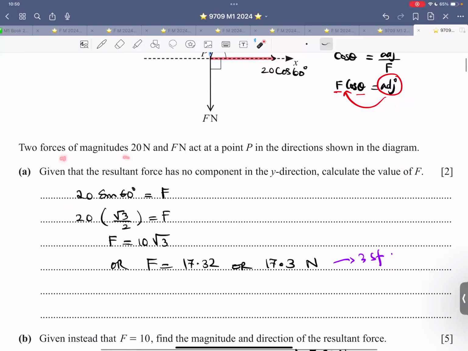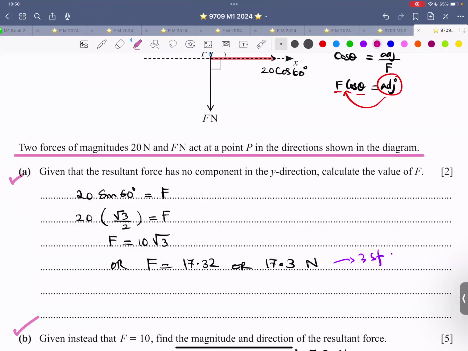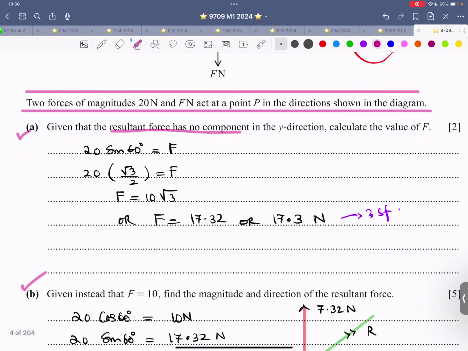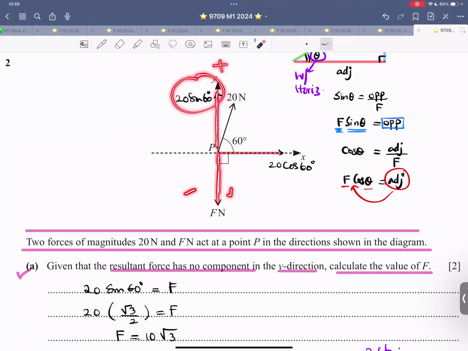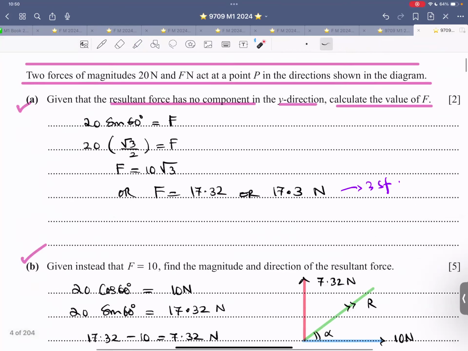Two forces of magnitude 20 and F act at a point P in the direction shown in the diagram. Now keep in mind, the examiner talks a lot about it, that this first statement over here is valid for part A, and it is valid for part B. It's for both of them. So now it says, given that the resultant force has no component in the y direction, calculate the value of F. What does it mean? That means the upward force and the downward force are adding up to 0. That means this is positive, this is negative. In other words, these two are equal to one another.